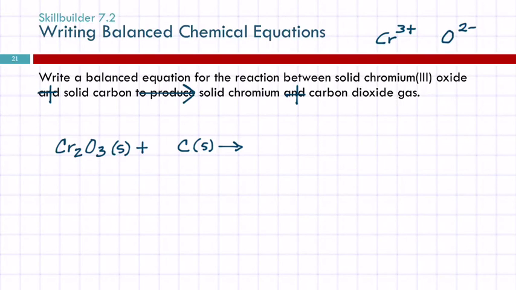What's the formula for chromium? Just Cr. It's a metal. It's not one of the diatomic elements. And the state symbol is solid because they told us it's a solid. I am having issues with my stylus.